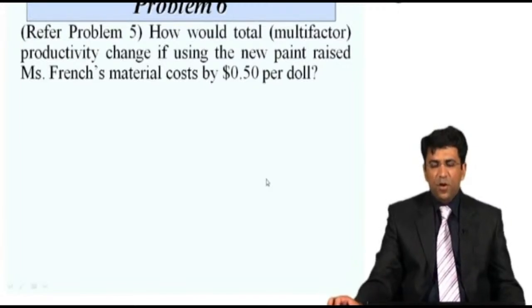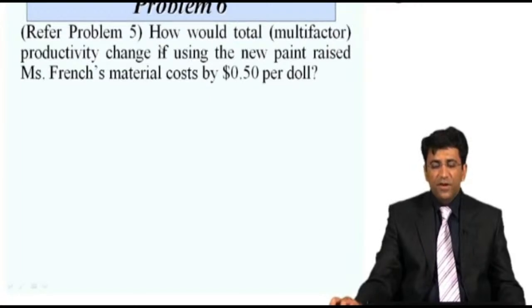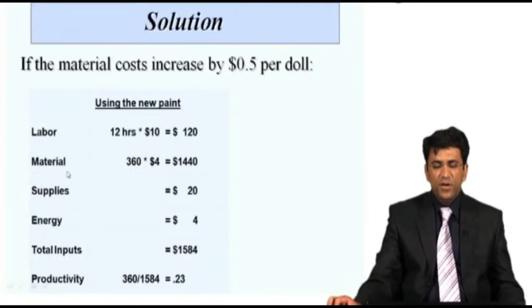There is another problem, students. If we refer to problem 5, this is the problem we just referred to. How would total multi-factor productivity change if using the new paint raised Ms. French's material cost by $0.5 per doll? So what happens if the material cost is increased by $0.5? Its per unit material cost will become $4, because initially it was $3.5, but now it will become $4, that is 3.5 plus 0.5. So the only change is with respect to the material cost.